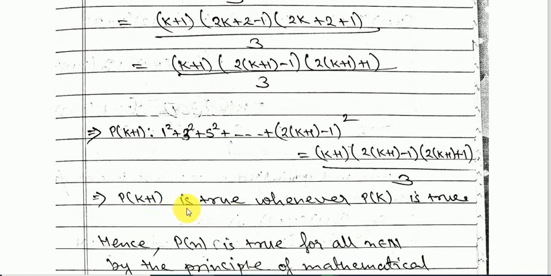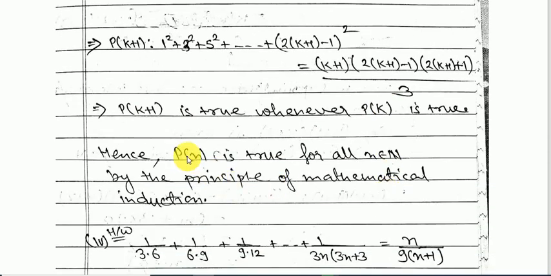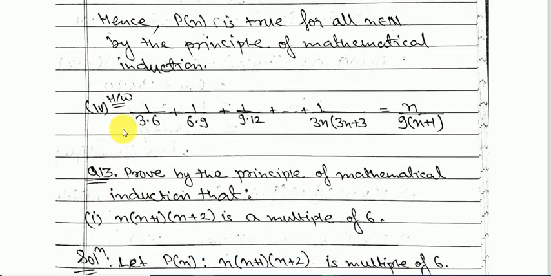So thus we have been able to show that the statement is true for k plus 1 whenever you assume that the statement is true for k. Thus the statement Pn is true for all n belonging to natural numbers by the principle of mathematical induction. Done. Question number 4 is homework for you.